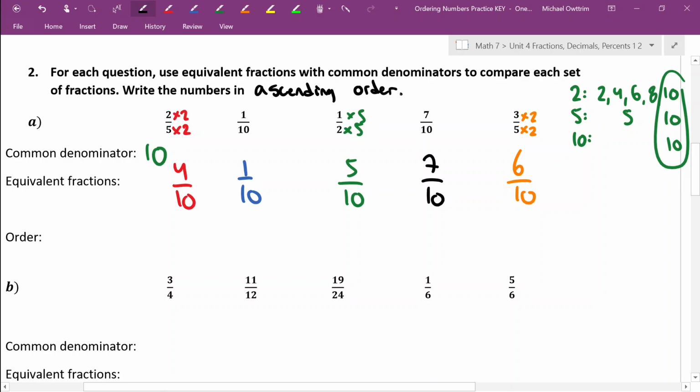And so we're going to go ahead and say, well, our 1/10 is the smallest. Our next smallest is 4 tenths, which was originally 2/5. I guess I should do those in those colors. So our order is 1/10, then 2/5. Then we've got our 5 tenths, which was originally 1/2. Then we've got our 6 tenths, which was originally 3/5. And then we've got our 7 tenths last.